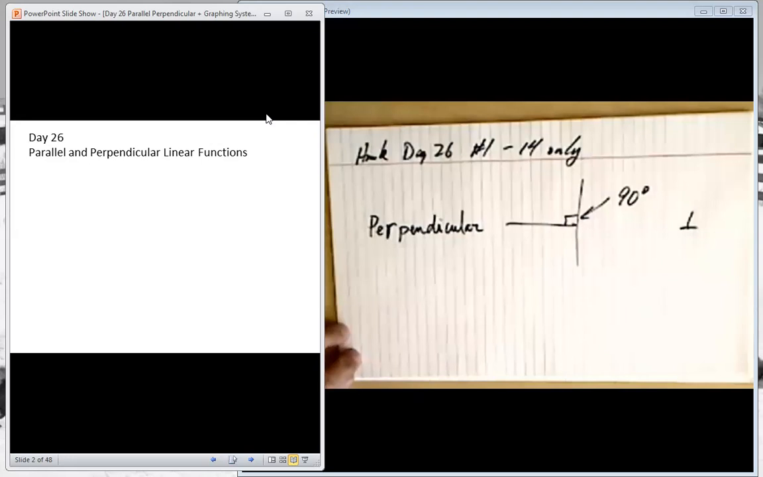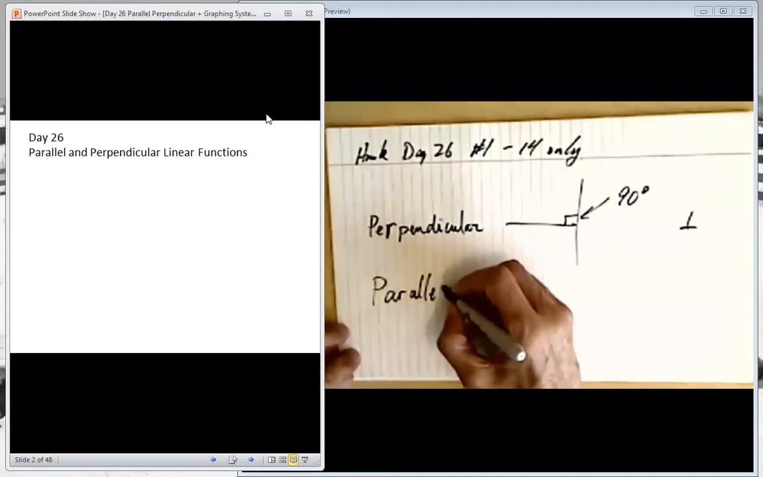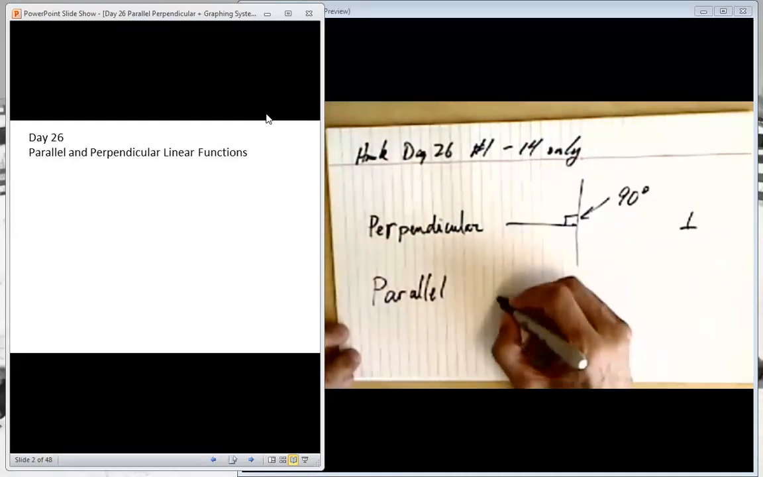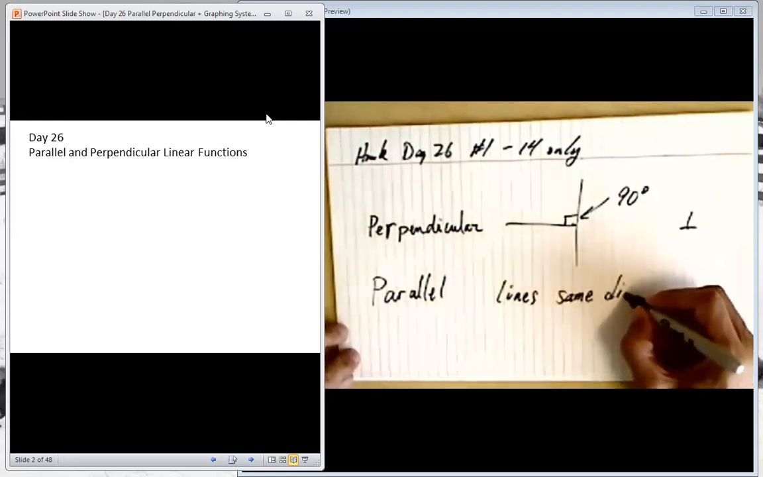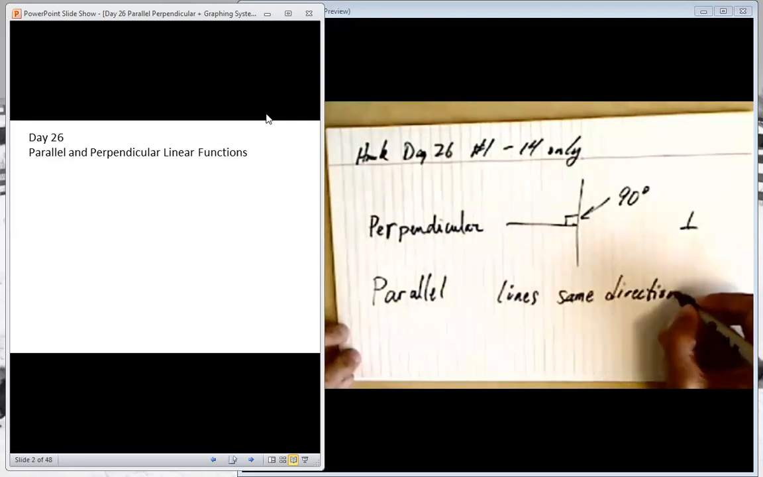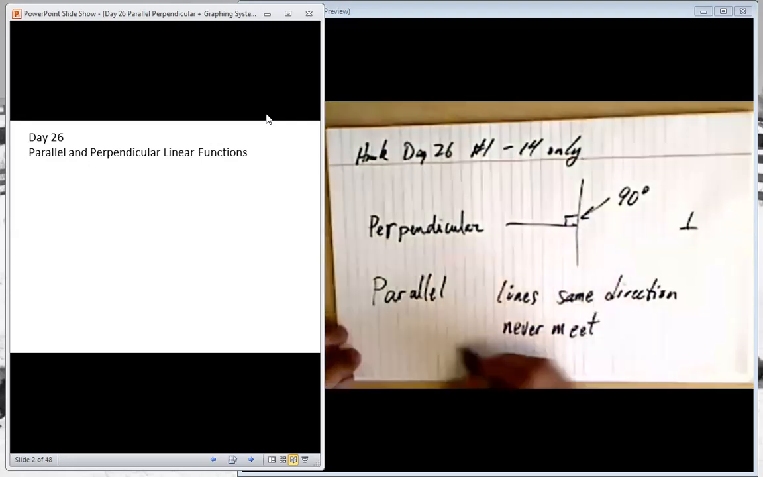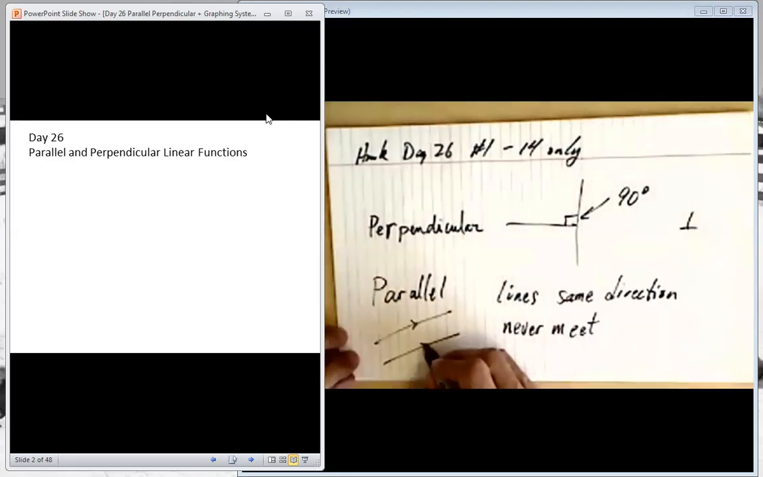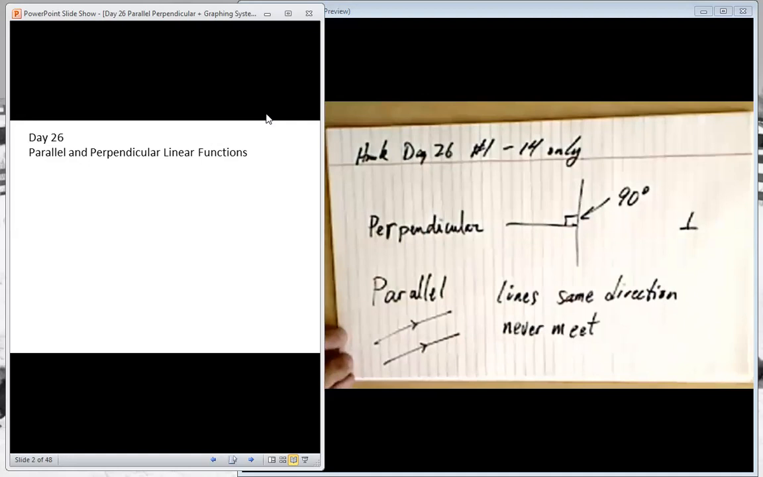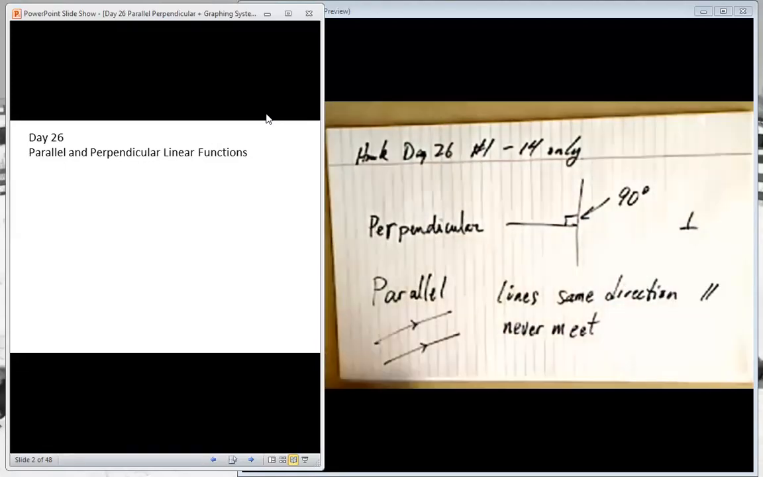Okay. Parallel. Lines in the same direction. They never meet. That's true. And they're side by side, and they probably have that symbol there as well. Maybe, depends on the question. Okay, and again, to avoid writing that whole word, we use that symbol to show that they're parallel with one another.